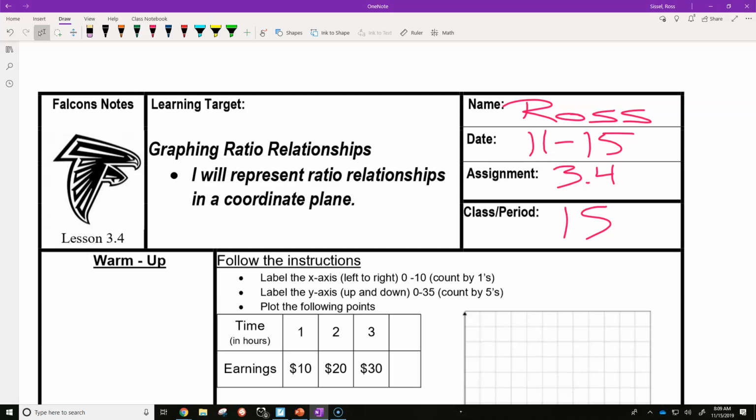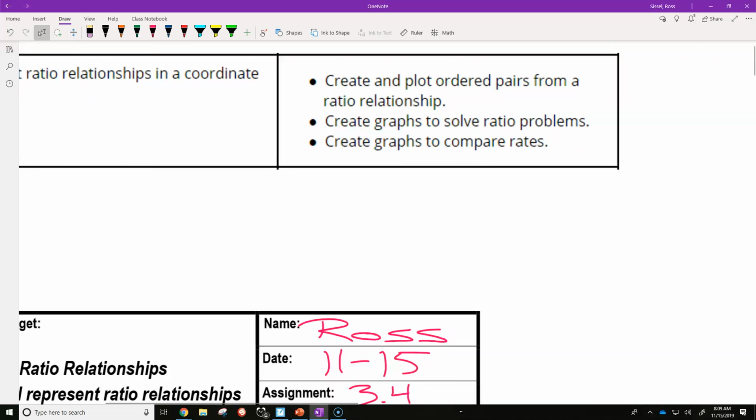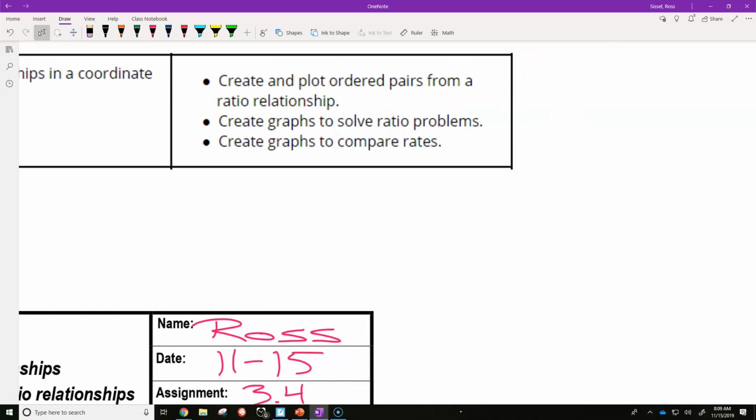Alright, so let's go ahead and look at this. It says, graphing ratio relationships. I will represent ratio relationships in a coordinate point. The way we are going to be successful today are 3 things, and these are pretty simple. 1, we are going to create and plot ordered pairs from a ratio relationship.